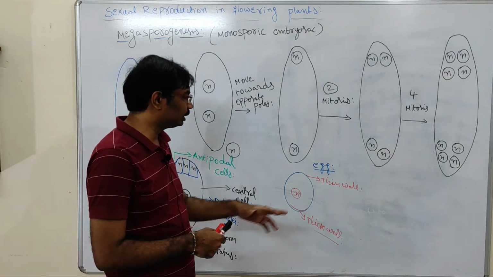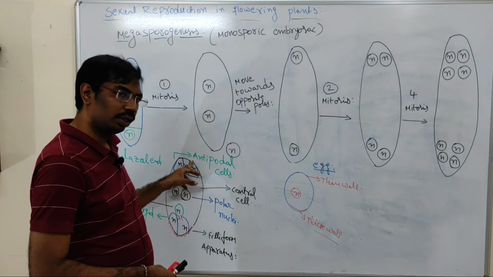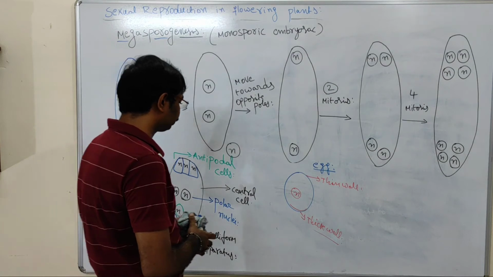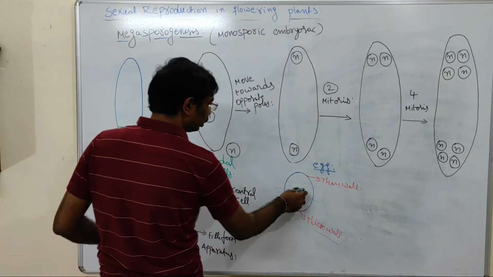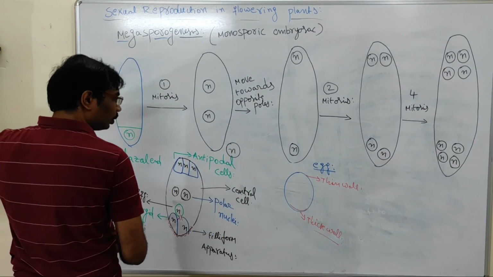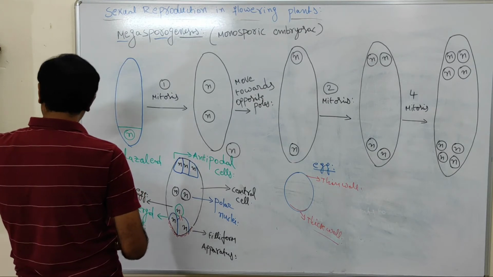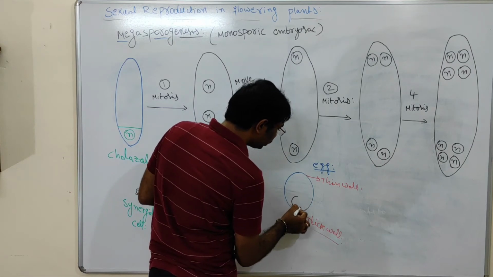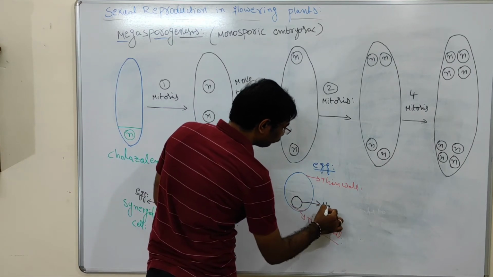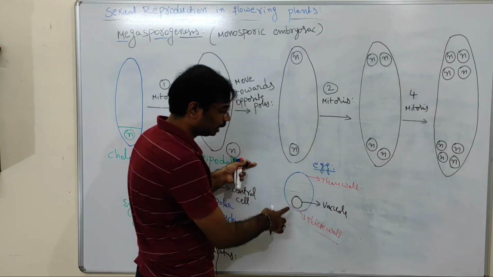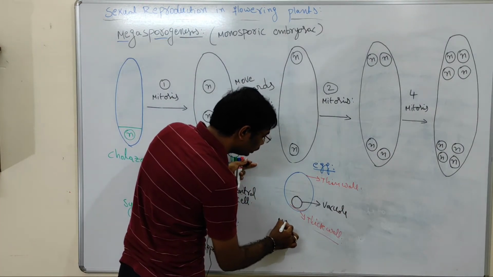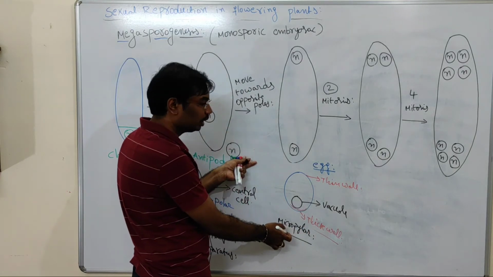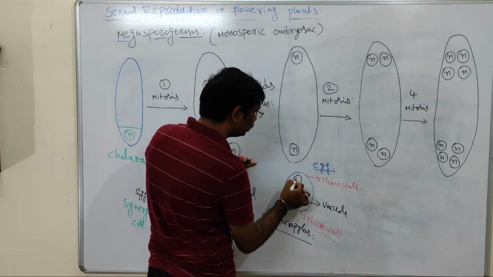The egg cell has a thin cell wall towards the chalazal end and a thick cell wall towards the micropylar end. The egg cell also contains a nucleus and a vacuole. Which side is the vacuole present towards? In the diagram, see here, the vacuole of the egg cell is present towards the micropylar end, so this is the micropylar end.